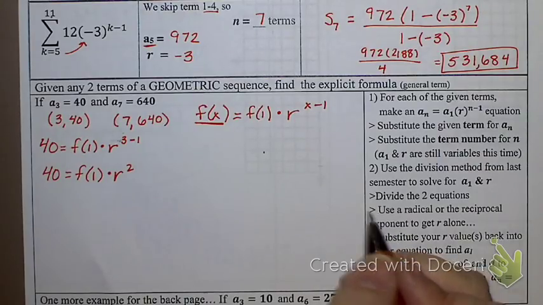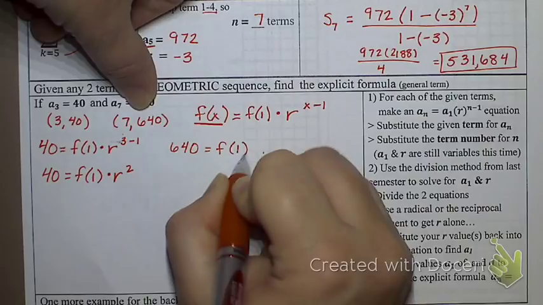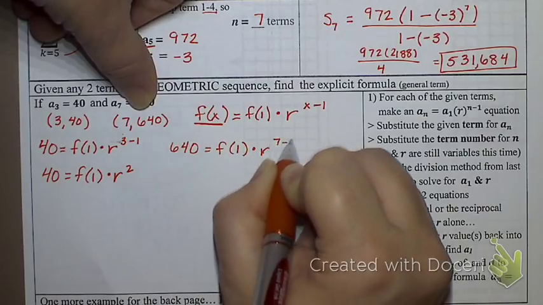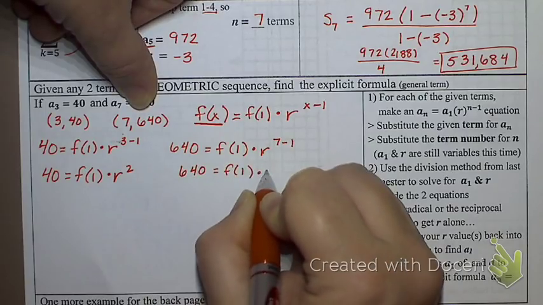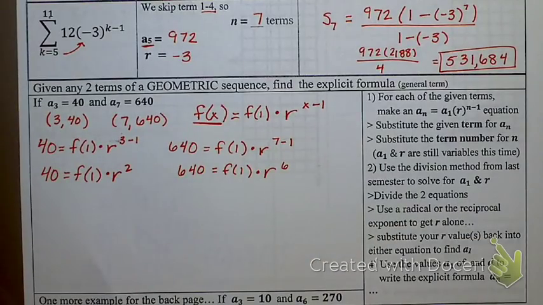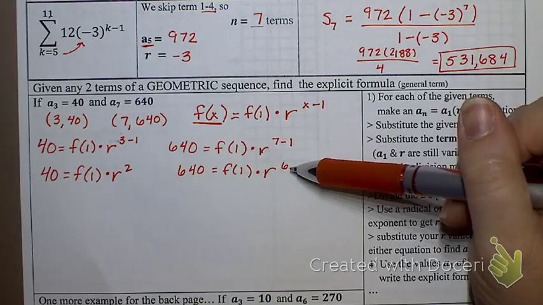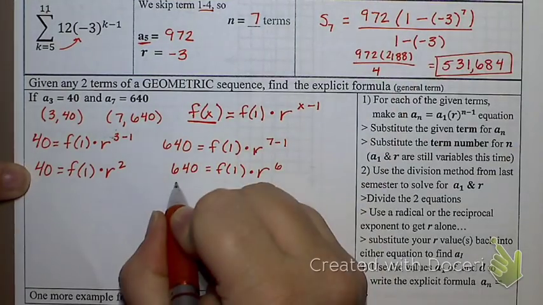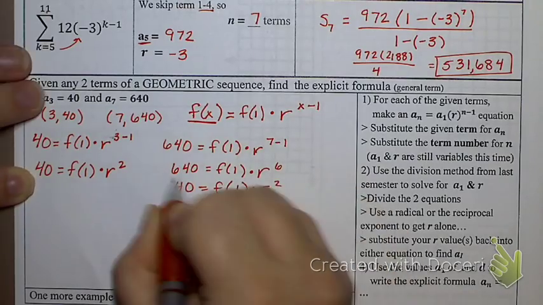So far, so good? I'm going to do the same thing over here. 640 equals f of 1 times r to the 7 minus 1. So that becomes 640 equals f of 1 times r to the 6th. So here's the deal. We are going to use the division method that we used last semester, which means I take the one with the bigger exponent and I'm going to leave that one on the top, and I'm going to write the one with the smaller exponent underneath it. And we're going to do some division.